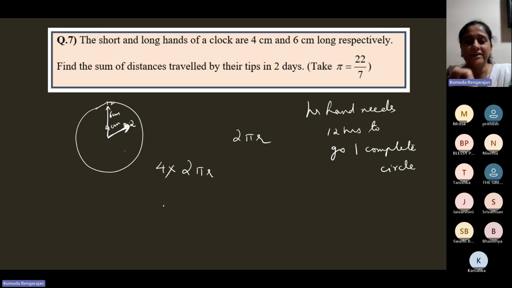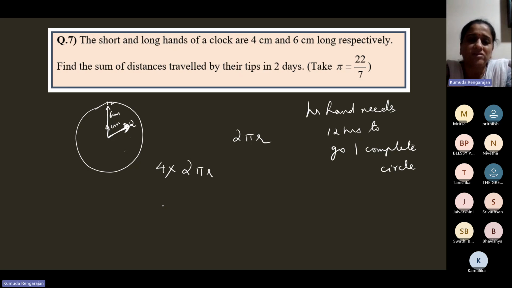The hour hand needs 12 hours to go one full circle. When it goes one full circle, the tip of the hour hand has covered a distance of 2 pi r. So 12 hours it needs to go one circle. Then the distance covered by the tip is 2 pi r.